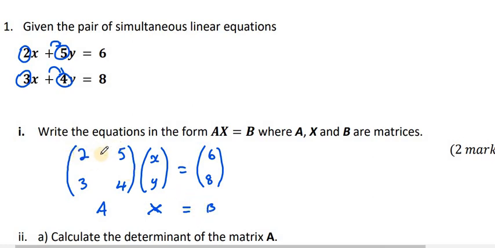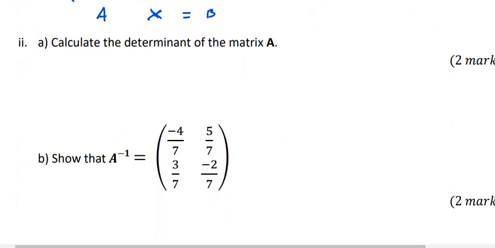So in this matrix, we have 2 rows, 2 columns, so it's a 2x2 matrix. This matrix here has 2 rows, 1 column, so this is a 2x1 matrix. 2 rows again, 1 column. So B is a 2x1 matrix. But this solution is now in the matrix equation format, AX equal B. 2 marks, easy, 2 marks.